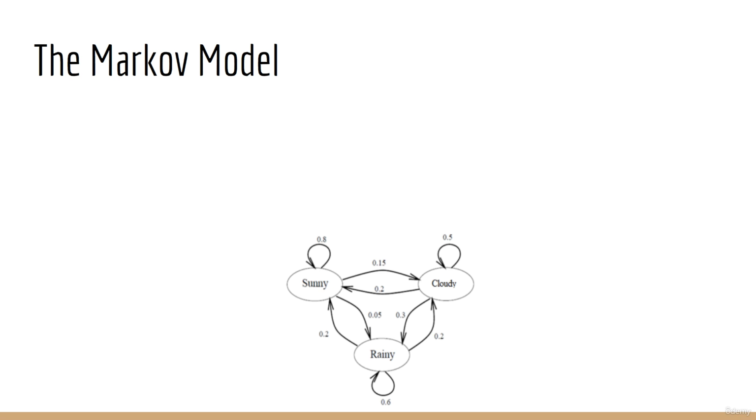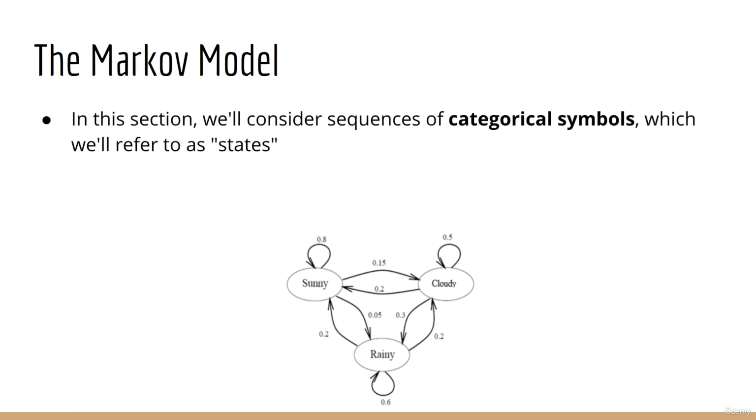So in this lecture, we will be discussing how a Markov model is represented mathematically, and by extension in computer code. As you recall, the Markov model is used for modeling sequences. The question is, sequences of what? For the purpose of this section, we will be considering sequences of categorical symbols, which we will simply call states.